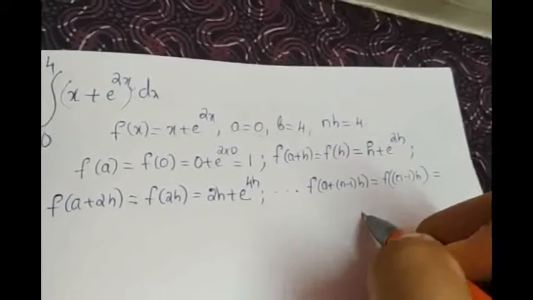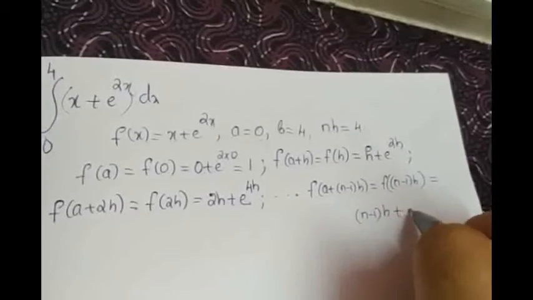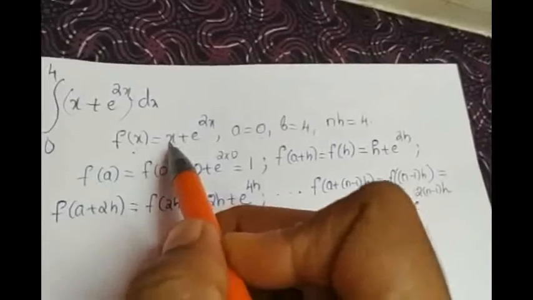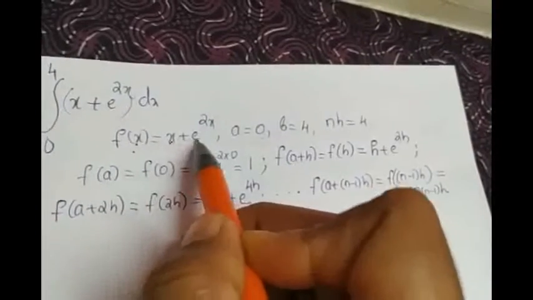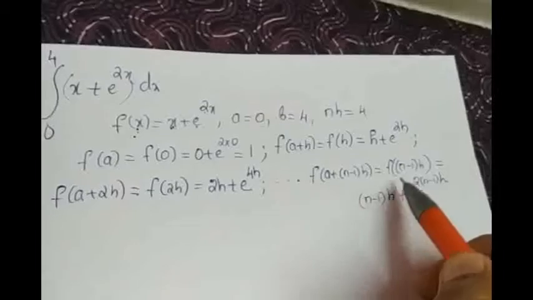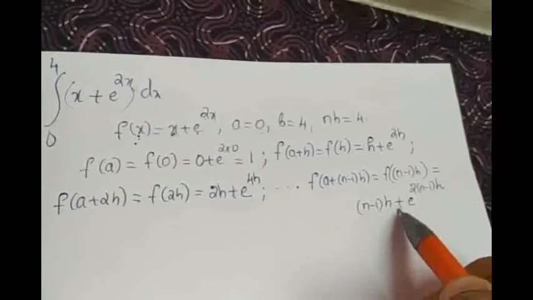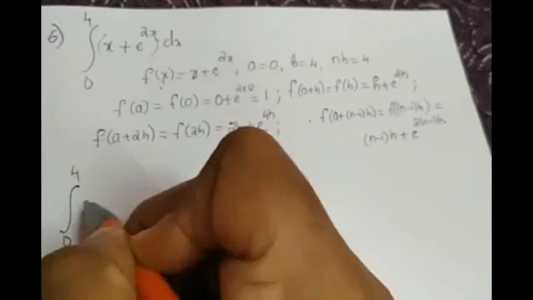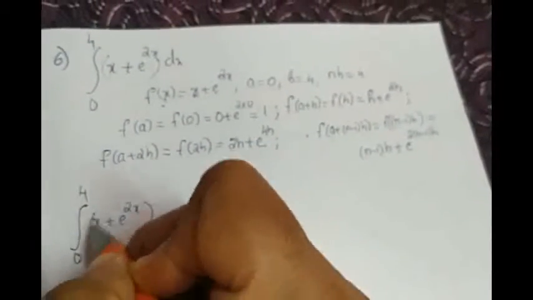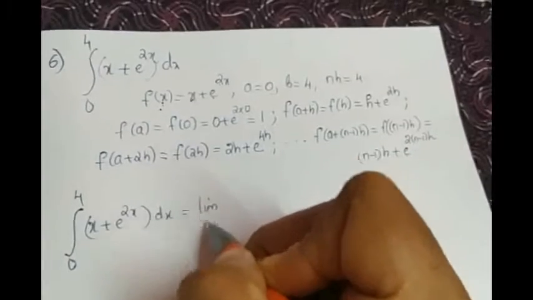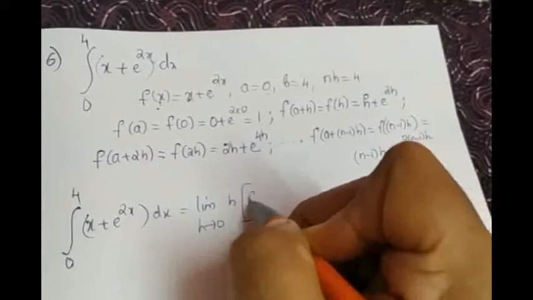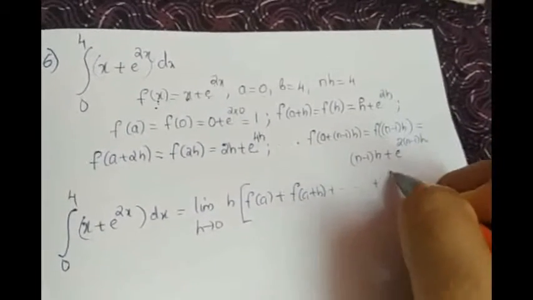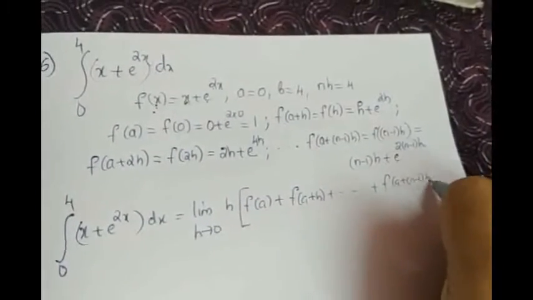This value will be n minus 1 into h plus e raised to 2 into n minus 1 into h, because f of x is x plus e raised to 2x, so x is that bracketed term, x plus e raised to 2 into that term. So n minus 1 h will be n minus 1 into h plus e raised to 2 into that term. Again we will apply the formula: integral 0 to 4 of x plus e raised to 2x dx is equal to limit h tends to 0 of h into f of a plus h plus etc. plus f of a plus n minus 1 into h.